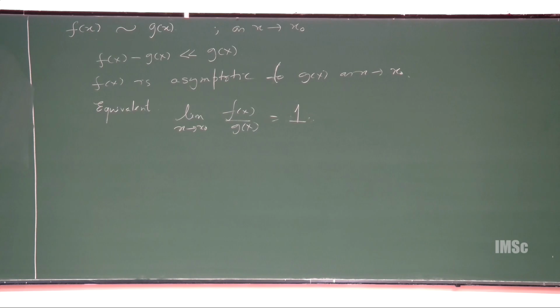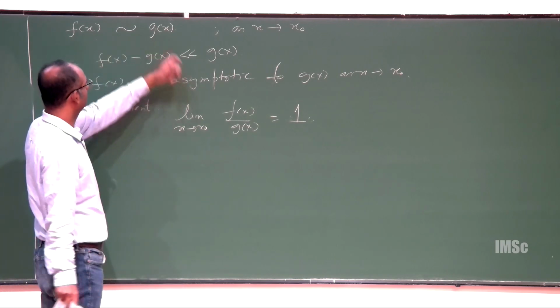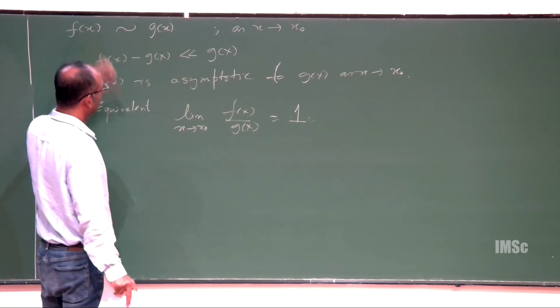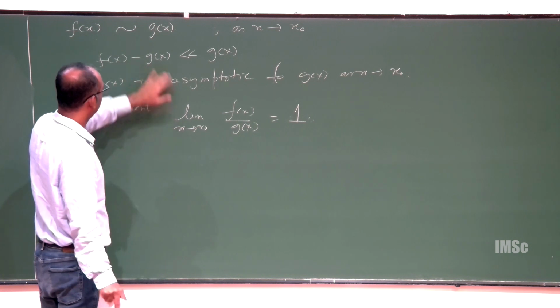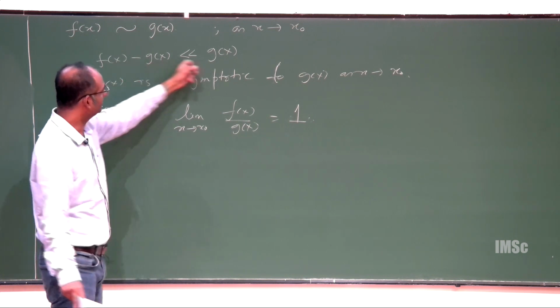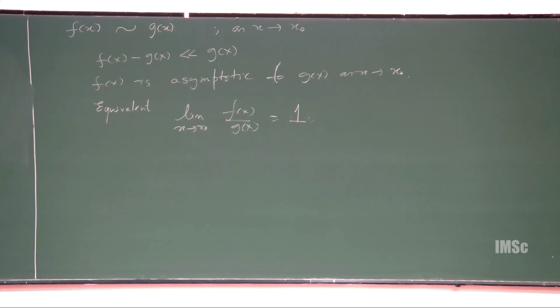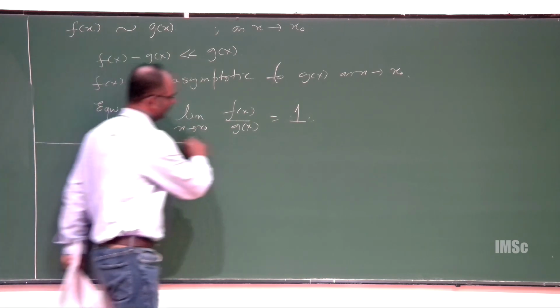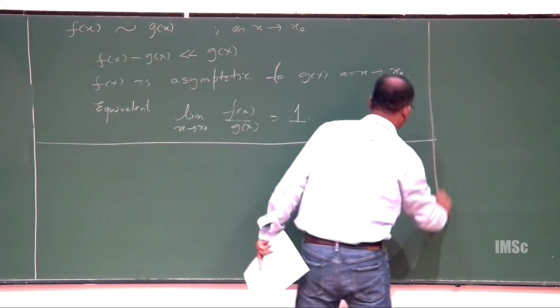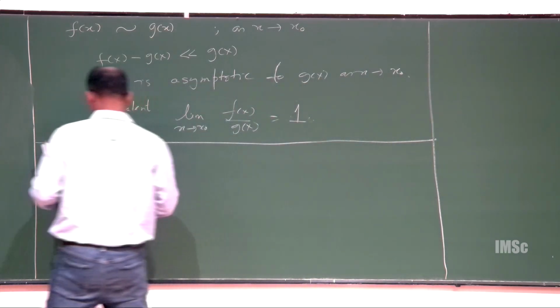So if this ratio f(x) over g(x) is 1 as x goes to x naught, then you say this function f is asymptotic to g, and you can check that if this is true, then g is also asymptotic to f. These two are equivalent statements: f(x) minus g(x) being much smaller than g(x), or taking the limit. So I'll give you some examples of this.